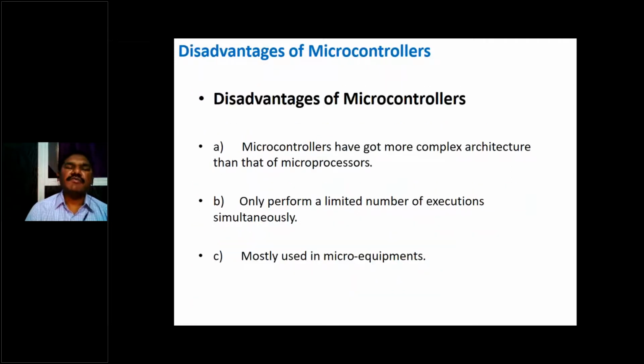But these are the differences everywhere. If we have some advantage to develop something, definitely we should know about the disadvantages. So microcontrollers also have disadvantages. That is, microcontrollers have a more complex architecture than that of microprocessors. Why? Because in a microprocessor, RAM memory, ROM memory, IO ports and all are external, whereas in the case of a microcontroller, all are on a single chip. That's why it is complex. They only perform a limited number of executions simultaneously. You know that a microcontroller is mainly designed for execution of only one single application, mostly used in micro equipments.